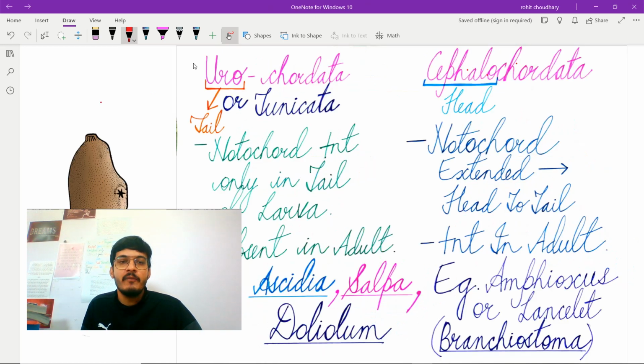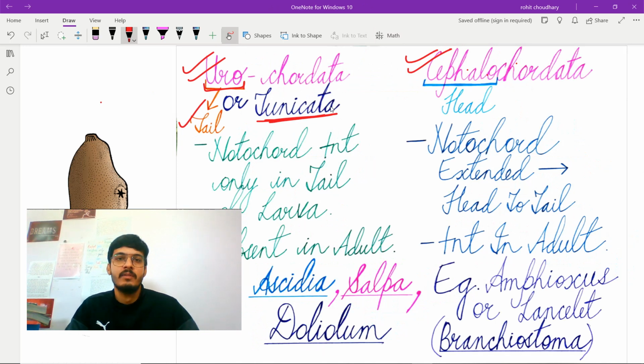Protochordata, as we have studied just now, is divided into Urochordata and Cephalochordata. Uro means tail. Urochordata is also known as tunicata. Why is it known as tunicata? Because the adults have a covering that is known as tunicin. Cephalochordata, cephalo means head. As you can see, the meaning of the term lies within the term itself.